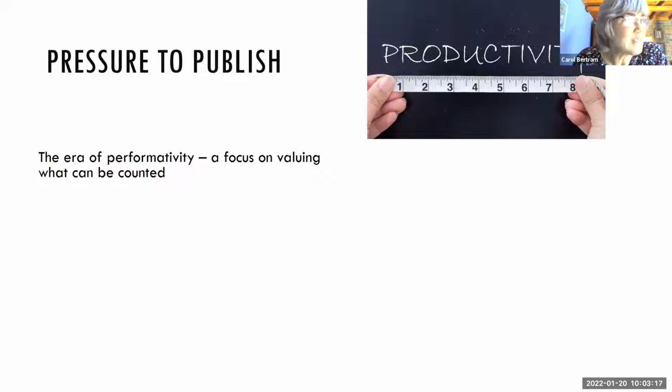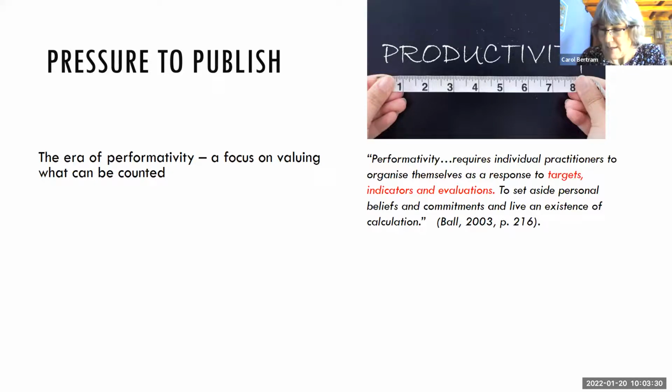We're clearly ensconced in this era of performativity, where the neoliberal university focuses very strongly on valuing what can be counted. And although this was written nearly 20 years ago by Stephen Ball, I think it's still very relevant: performativity requires individual practitioners to organize themselves as a response to targets, indicators, and evaluations. It changes our identity in many ways as academics, because we tend to set aside personal beliefs and commitments, and we start to live this existence of calculation.